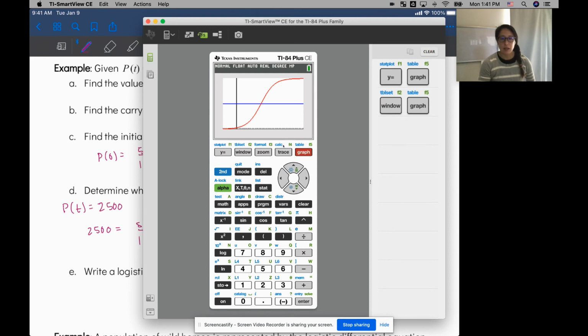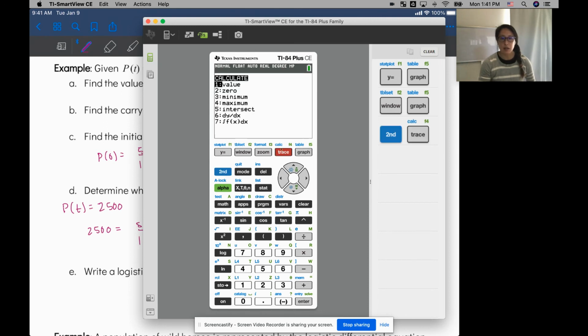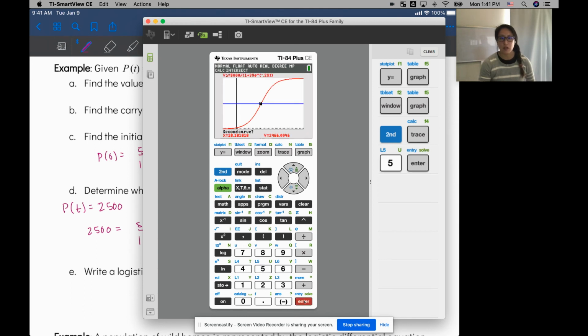Then I look at the intersection. So I'm going to go to second calc, 5 for intersect. And then we do the first curve, enter, moves to the second curve, go to close to the intersection, guess, and I get a value when y is equal to 2,500, I get a value of 18.3178. So when t is equal to 18.317 truncated or 18.318 rounded, okay? Either of those will work.